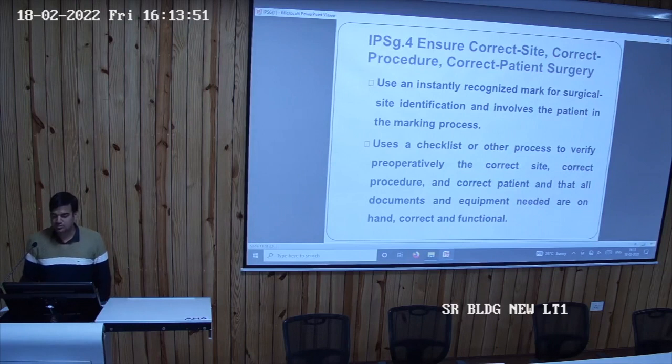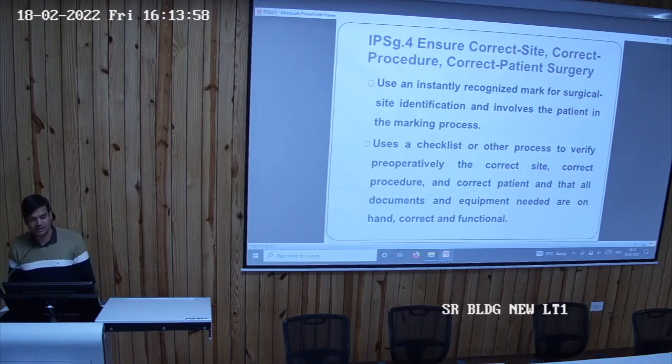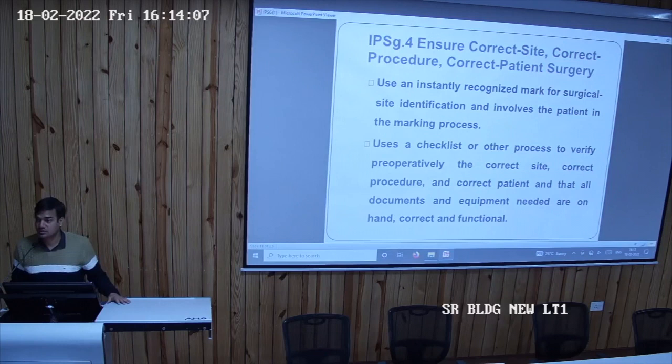Use a checklist or other process to verify preoperatively the correct site, correct procedure, and the correct patient, and that all documents and equipment needed are on hand, correct and functional. So you don't go to buy a pen once the exam has started. You just cannot prepare your operation table once the patient is on the table. Everything has to be there beforehand.